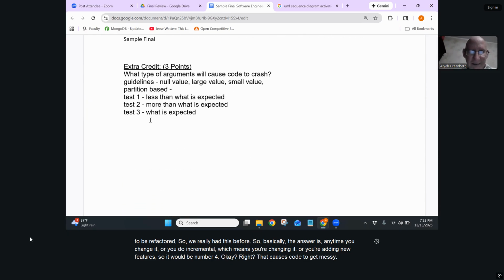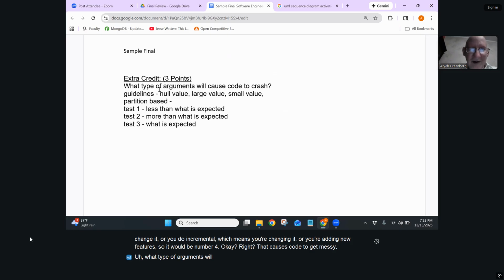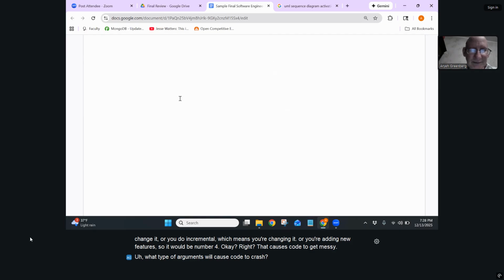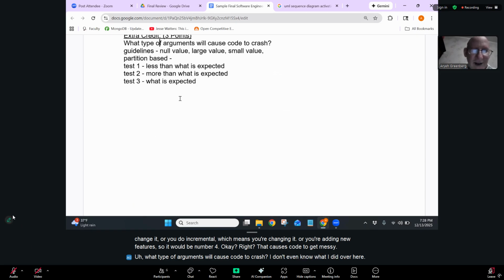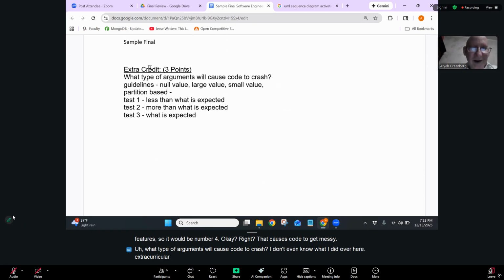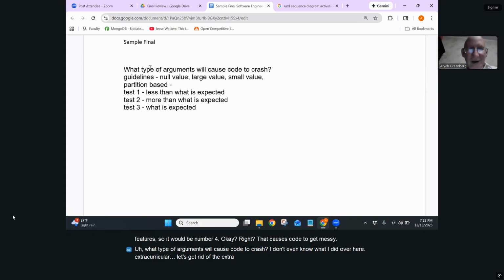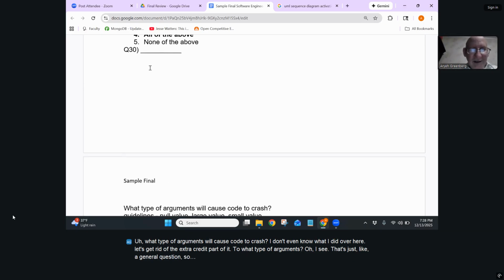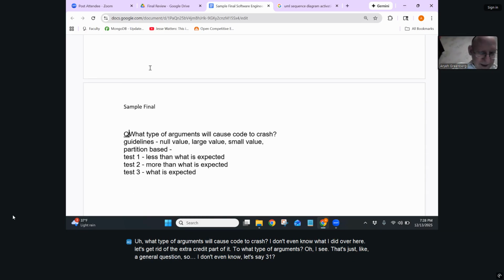What type of arguments will cause code to crash? I don't even know what I did over here. Well, let's get rid of the extra credit part of it. To what type of arguments? Oh, I see. It's just a general question. So I don't even know. Let's say 31. What types of arguments will cause code to crash?